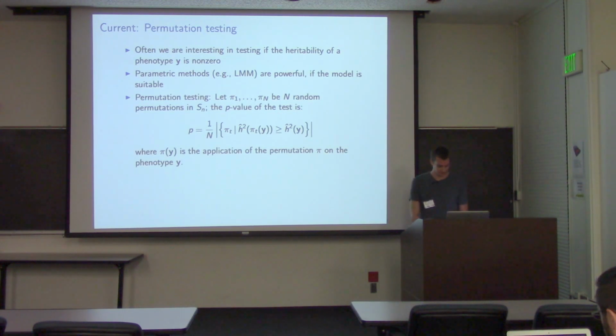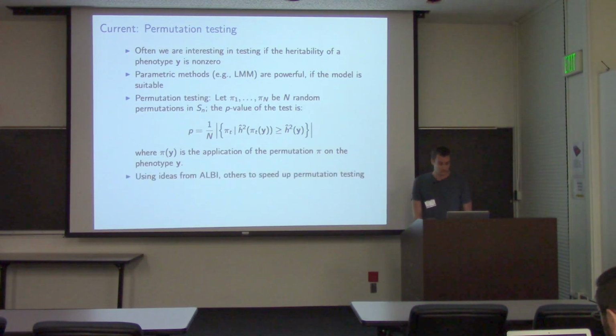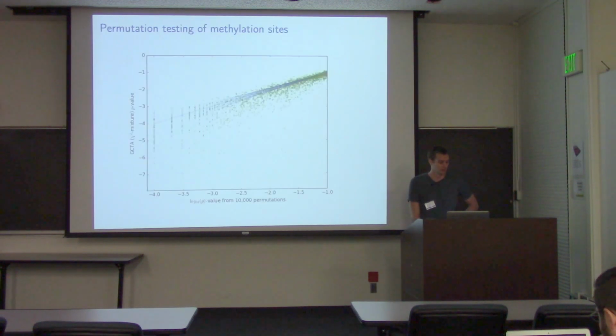And yeah, we're thinking about using ideas from Albi and other methods to do it much faster. Currently, we're having about 2 orders of magnitude improvement, so this makes it much faster. And here's a bit of motivation.